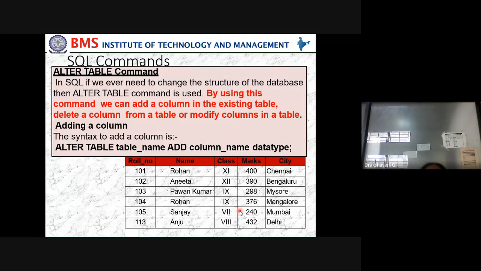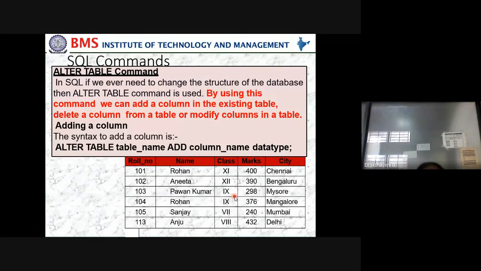Then what we have to do is use one more command called the alter table command. What will this alter table command do in SQL? If we ever need to change the structure of the database, the alter command can be used. By using the alter command we can do two things: add a column to the existing table, or delete or modify a column in the existing table. We see one by one.